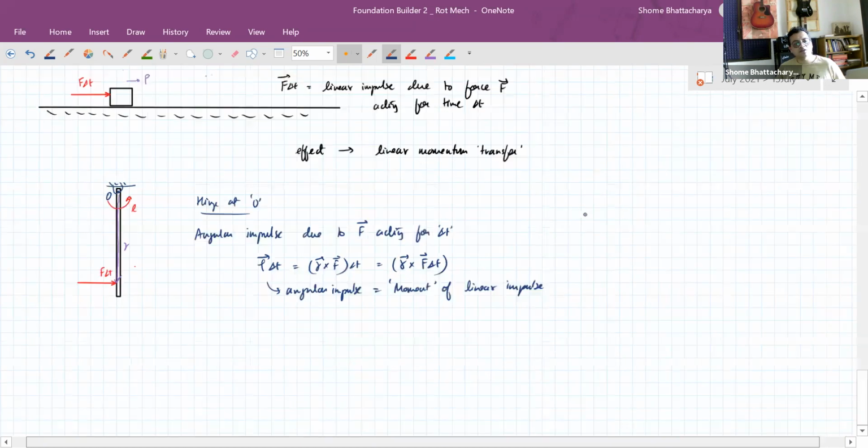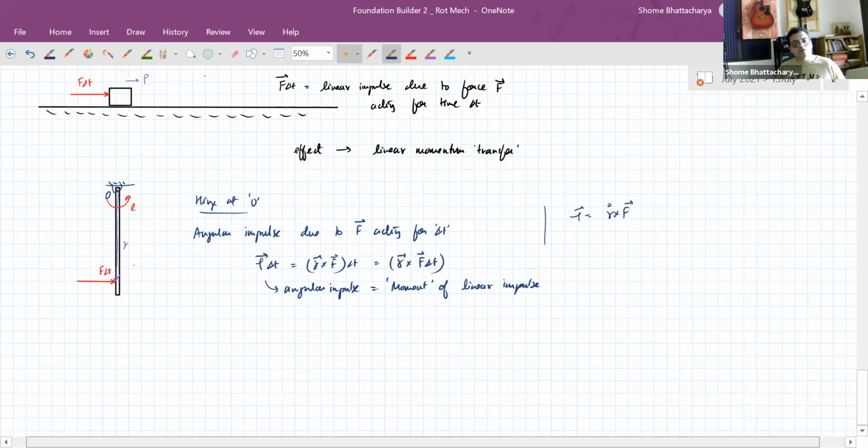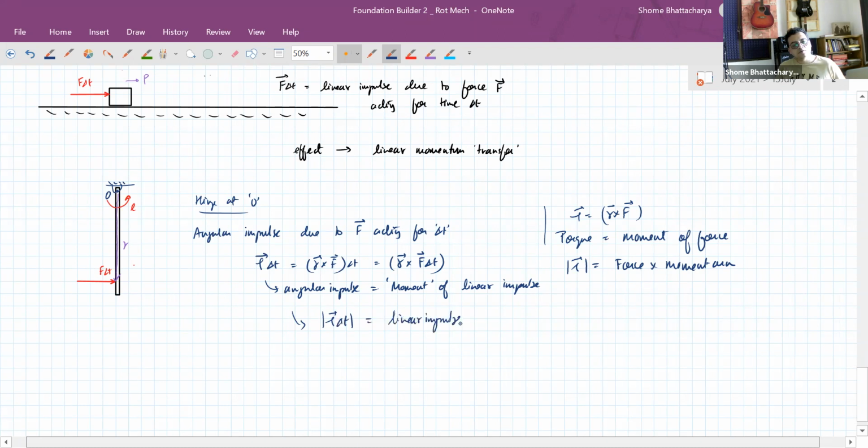When we write torque equals r cross F, the torque due to a force equals the moment of force. So the magnitude of torque becomes force into moment arm. Here also, the magnitude of angular impulse will become the linear impulse multiplied by its moment arm.